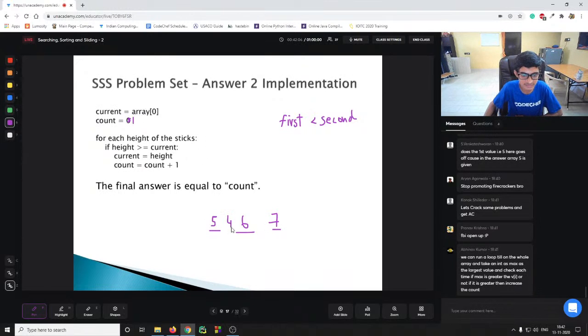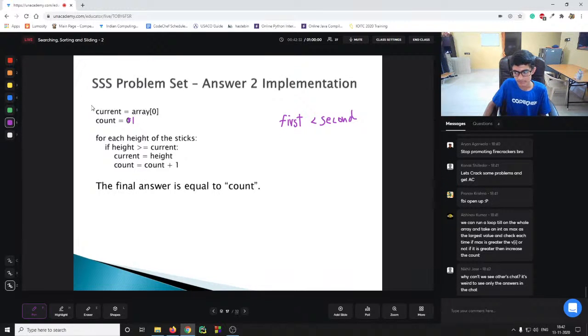And in these cases, count equals count plus 1 for each value that changes the current max. If the current max is changed, that means the value is greater than the previous one, so there isn't any shadow cast on the stick. So now, this is the implementation. If you could take a look, if you couldn't understand any of this, please let me know.